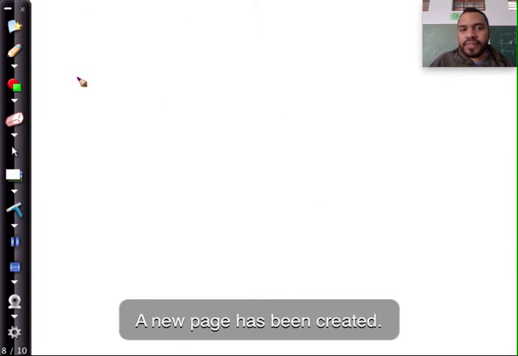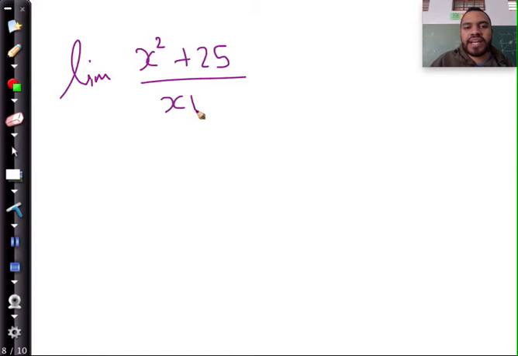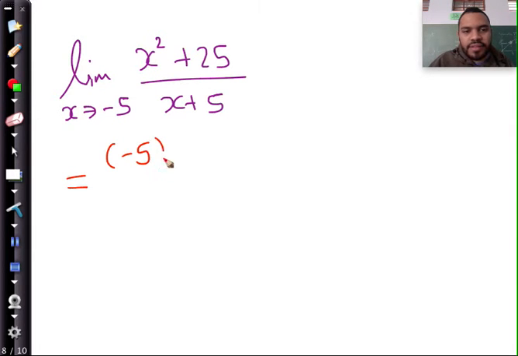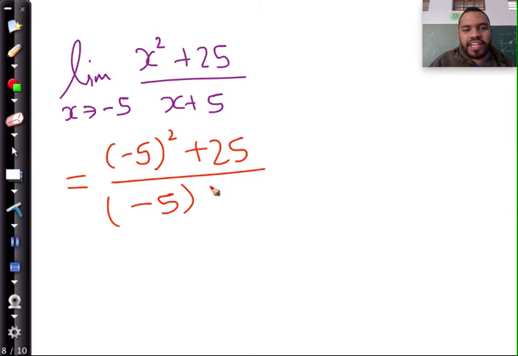Let's do another one quickly. The limit of x squared over x plus 5, as x approaches minus 5. So using our plug and chug methodology, which is the way we will do things in matric, what will I do? I substitute minus 5 in there: minus 5 squared, which is plus 25, all over minus 5, which is the x there, plus 5. And what does that give me? That's going to be 25 plus 25, which gives me 50, divided by 0.